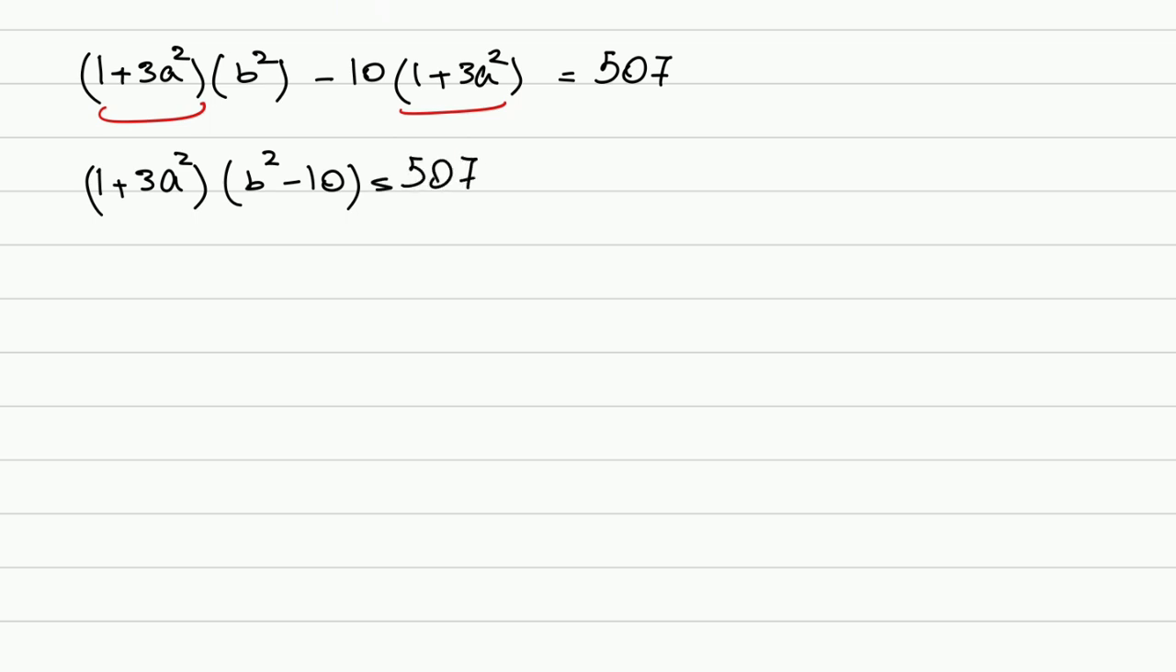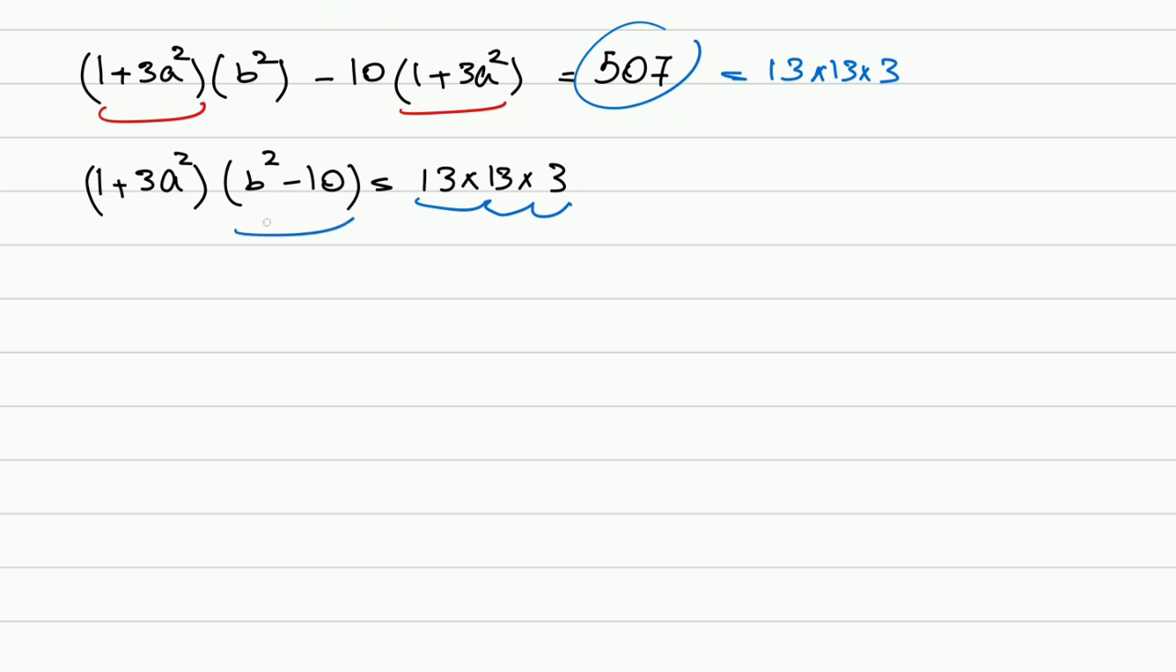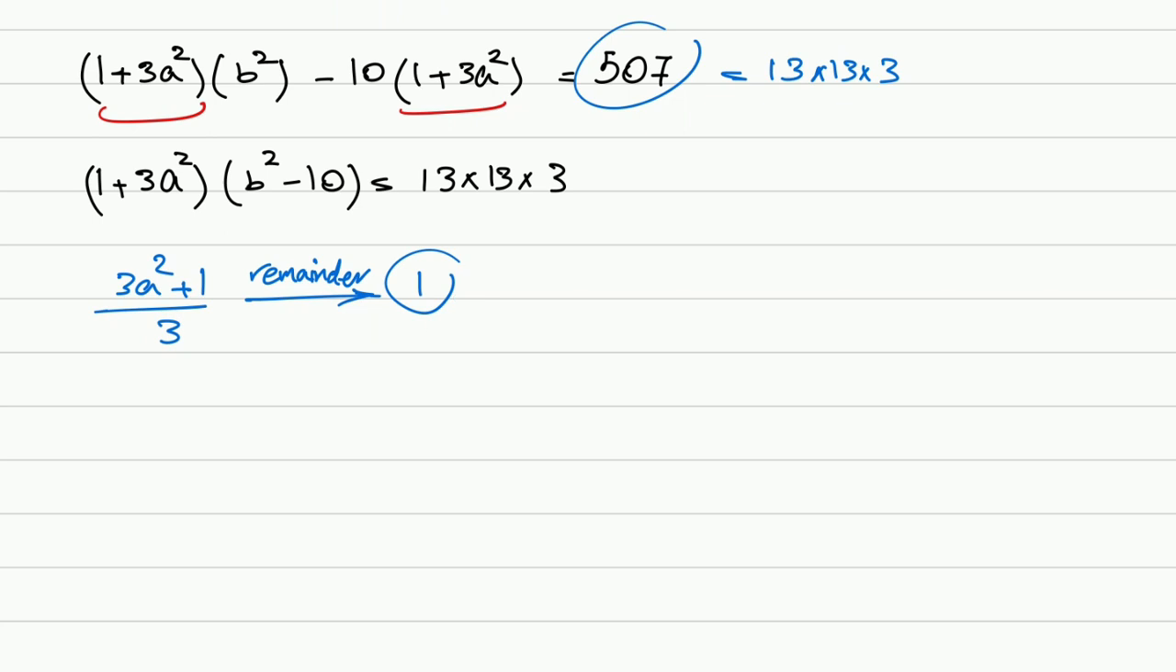Now if we break down our constants, we have 507 equals 13 times 13 times 3. So let's replace it here. Now these three factors come from these two expressions. We want to distribute them between these expressions. So before doing that, we notice that 3 times a squared plus 1 cannot be a multiple of 3. If we divide that by 3, the remainder is always 1. So the factor 3 goes to the second expression.